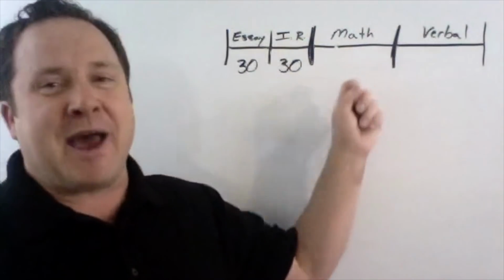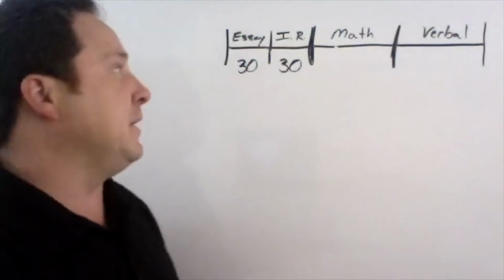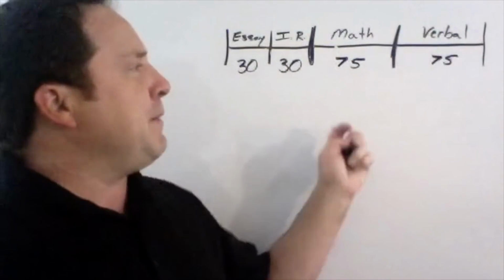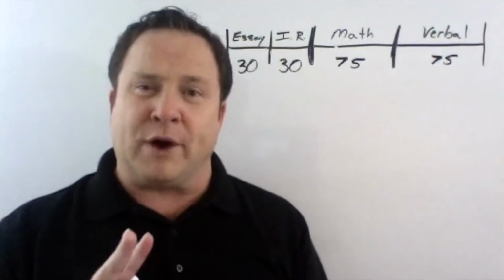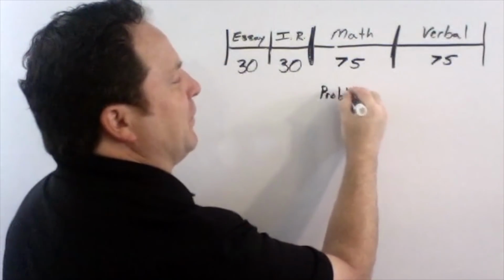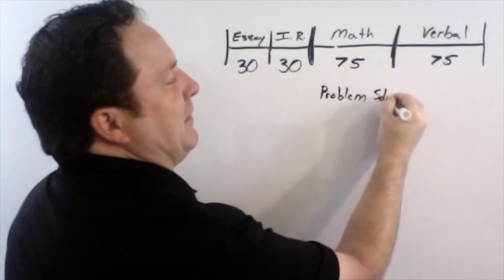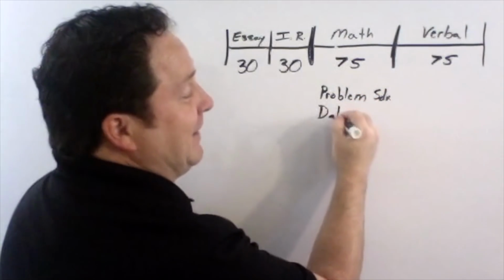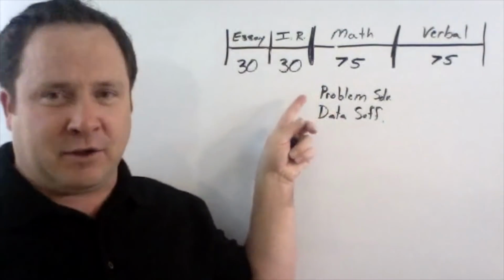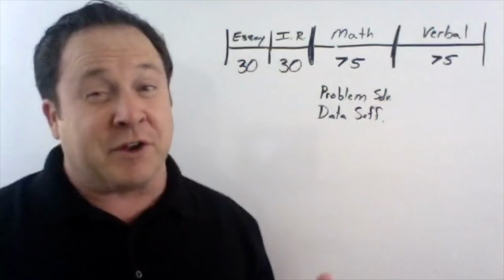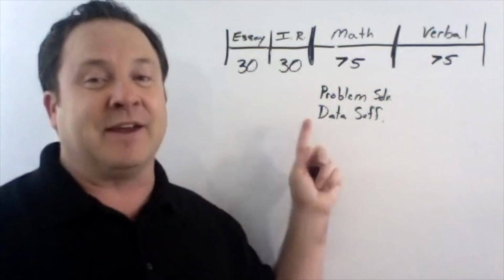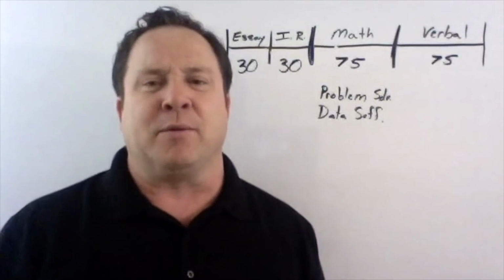Then you also have your math section. Your math section is 75 minutes, as is your verbal section. Your math section has 2 question types. So first of all is problem solving, and next is something called data sufficiency. So on your math section, you do have 37 questions. 22 will be problem solving, 15 data sufficiency, so heavier on the problem solving.